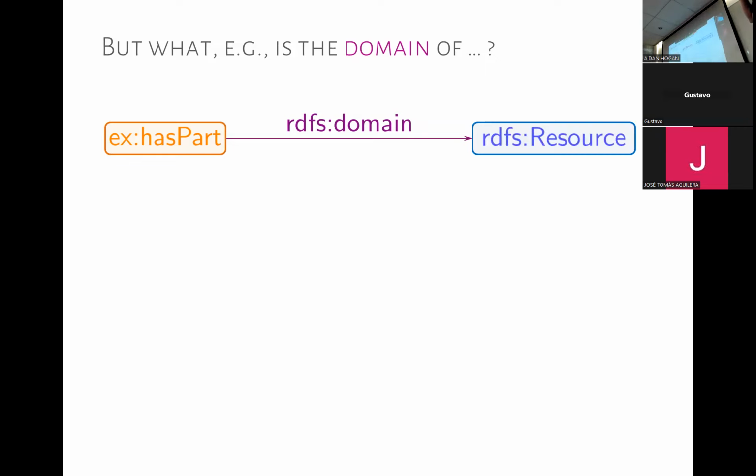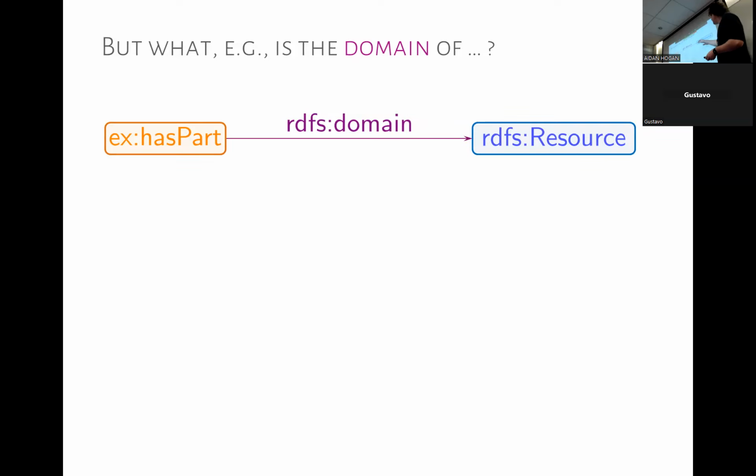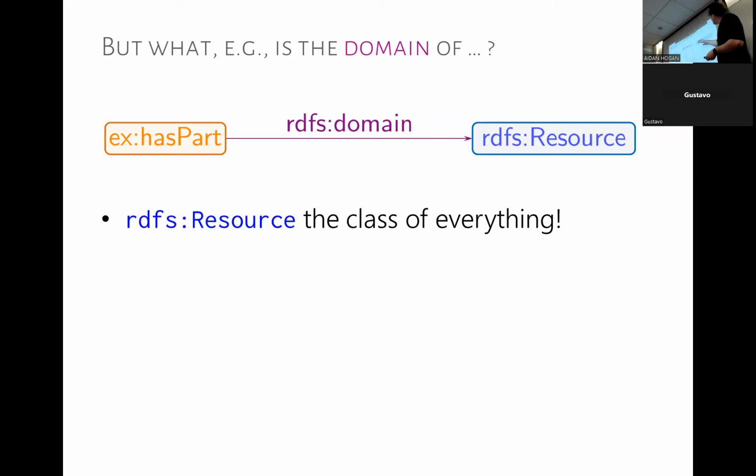So in RDFS, we have some meta terms, some meta vocabulary that are useful to describe more formally the semantics of the vocabulary itself, of RDFS itself. So the first meta vocabulary we have is RDFS resource. And what is RDFS resource? It is the class of everything. Everything is an RDFS resource, yeah?